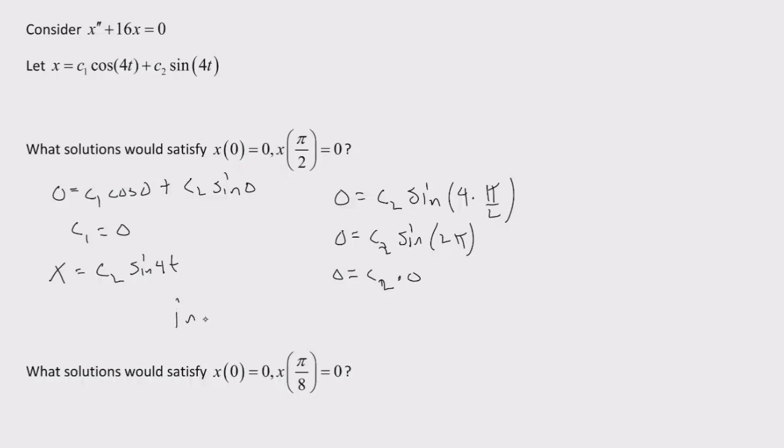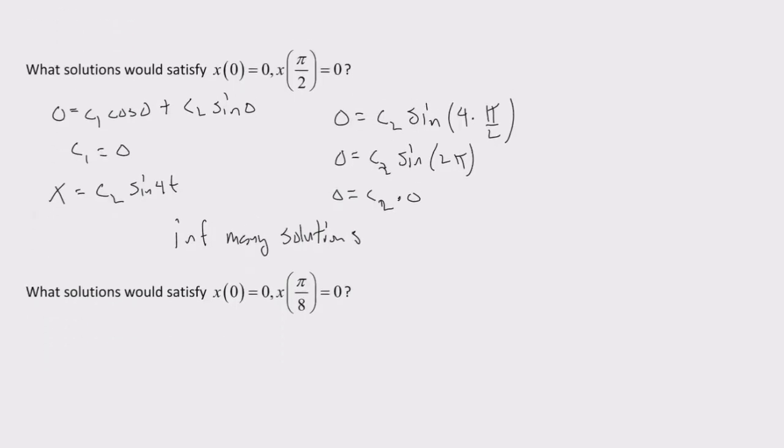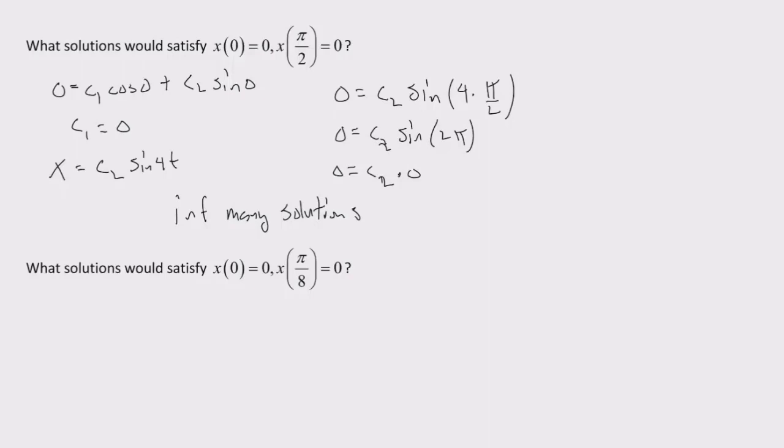So there are infinitely many solutions because of the two boundary conditions that we were given. Any value of c2 would completely work. Okay, what about if it was pi eighths instead of pi halves?